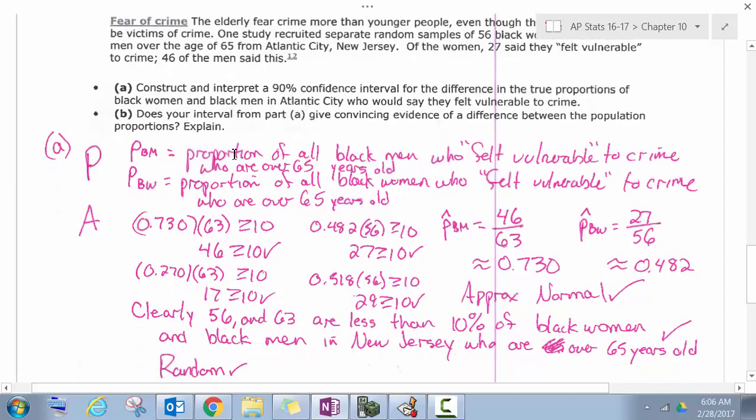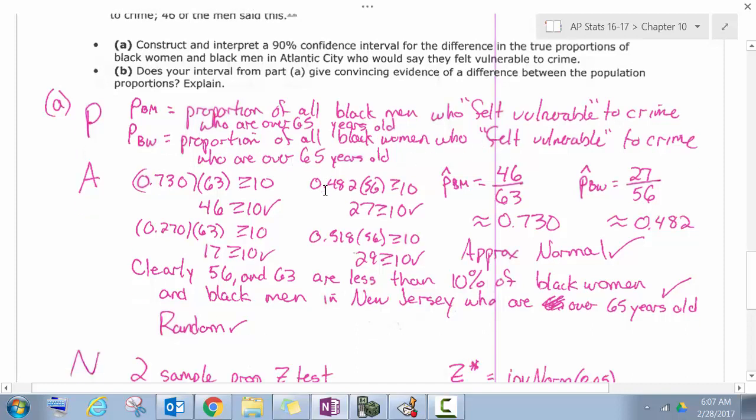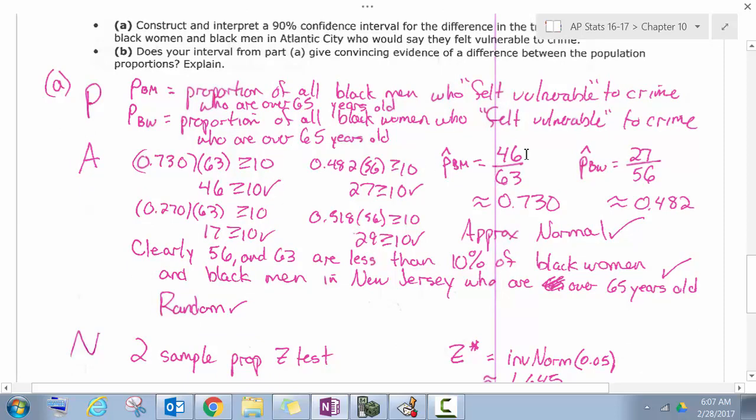So our proportions are the proportions of all black men who felt vulnerable to crime who are over 65 years old. A proportion of black men, so P sub BM. P sub BW are black women. It's a proportion of all black women who felt vulnerable to crime who are over 65 years old. So we run our tens. 46 out of 63 black men, 27 out of 56 black women felt vulnerable. So we got p hats of 0.73 and 0.482.